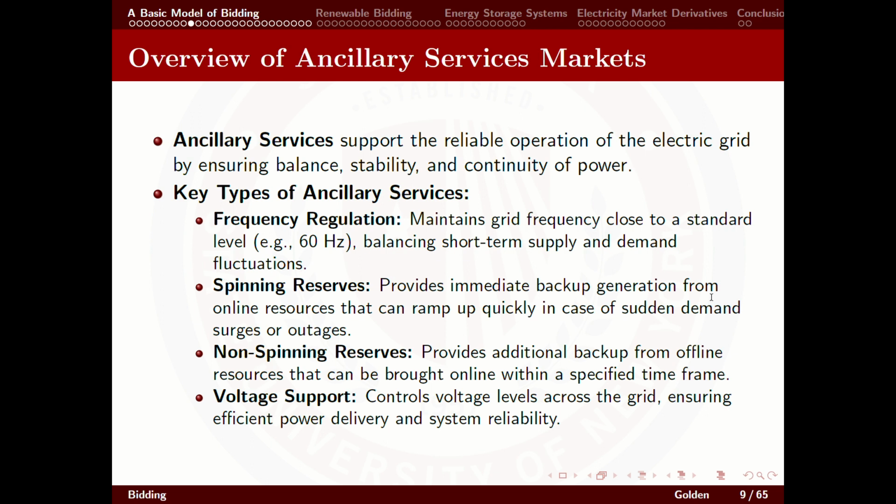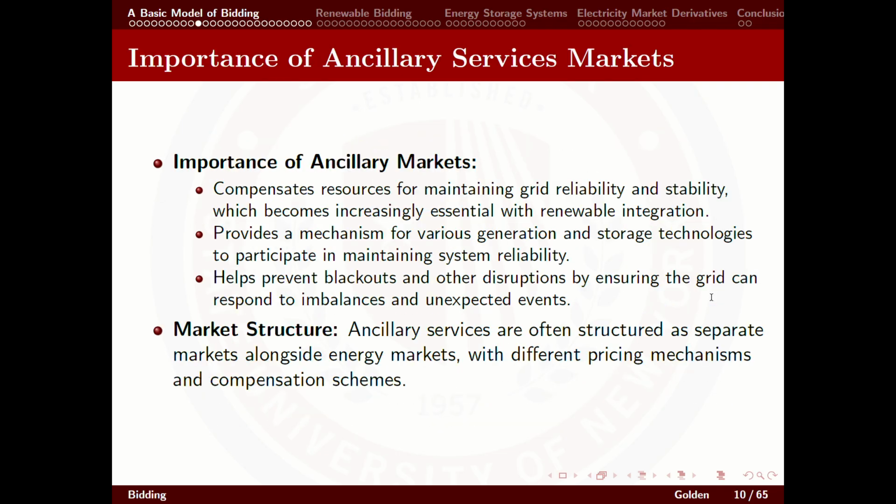A friend of mine recently informed me that FERC is potentially considering removing voltage support payments, and voltage support controls voltage levels across the grid, ensuring efficient power delivery and system reliability. So you have to maintain the same frequency, you have to maintain the same voltage, and right now there's a market that helps provide both those things.